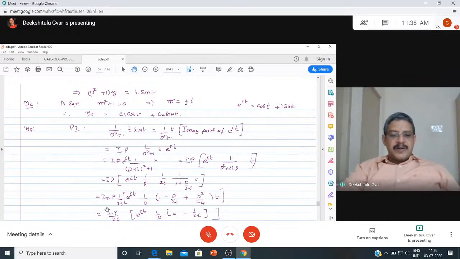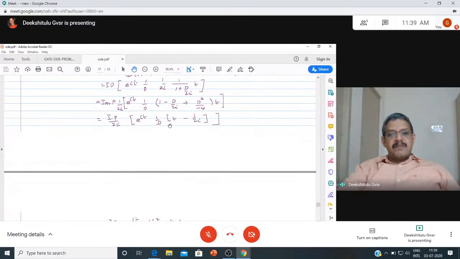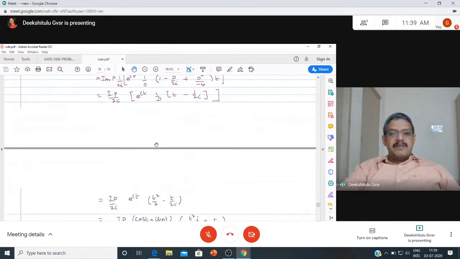So imaginary part of 1 by 2i take it out, e power it, 1 by D, and the inverse of 1 plus D by 2i. That becomes 1 minus D by 2i plus D square by minus 4. Beyond that we don't consider, because the D cube term on t becomes 0. So imaginary part of 1 by 2i e power it 1 by D of t minus D by 2i of t, which is 1 by 2i. This term becomes 0. So again 1 by D is there. Again integrate this; 1 by D means integration.